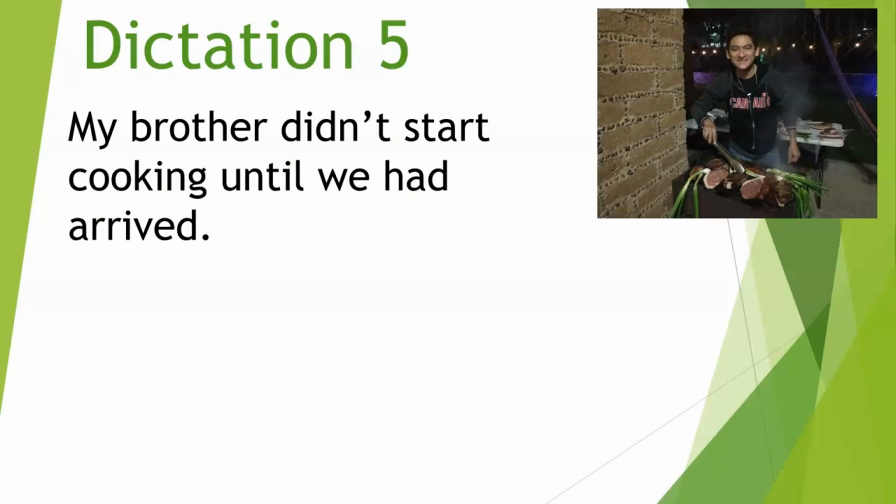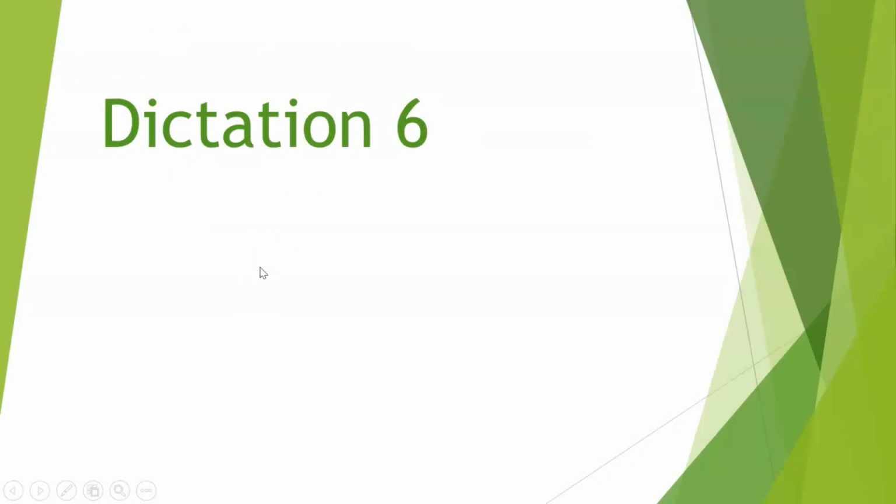My brother didn't start cooking until we had arrived. So again, when we look at this sentence closer, we can see that we've got the independent clause, my brother didn't start cooking. And then afterwards, we see the dependent clause that begins with the subordinating conjunction, until we had arrived. When we put these together, we get a complex sentence. Okay, so let's move along to our dictation number 6.